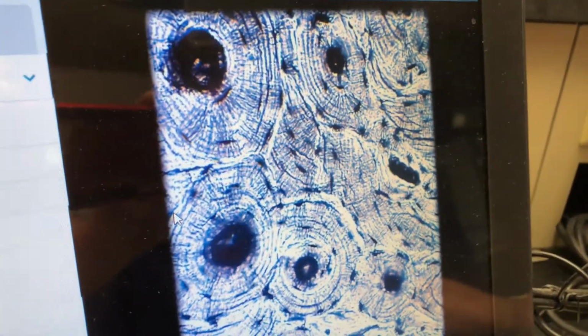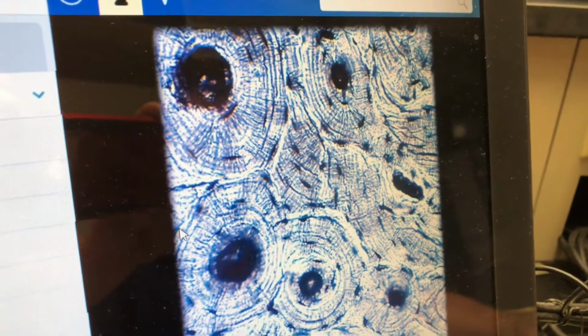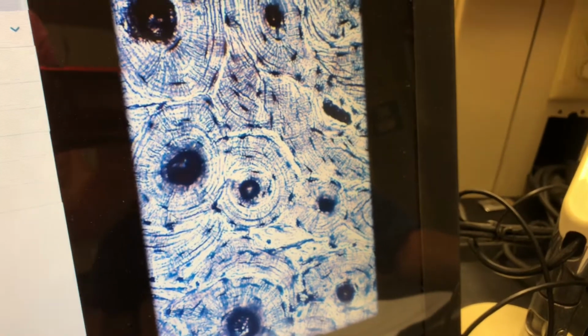Now, the structures that we want you to know, the first one is the osteon. The osteon is this circular structure right here. This is the functional unit of compact bone. So we have an osteon here, an osteon here, an osteon there, but it's this whole circular structure. Now the next structure is this little black speck right here, and you can see them everywhere. Those are the bone cells, and those are called osteocytes. Osteocytes are mature bone cells.